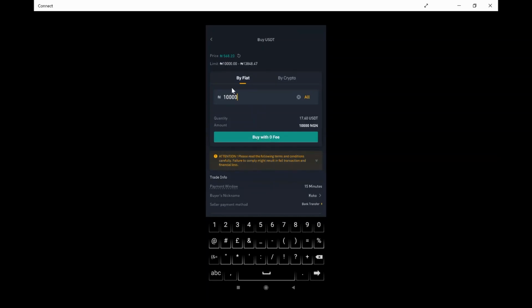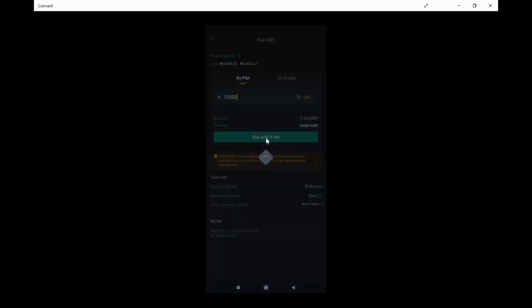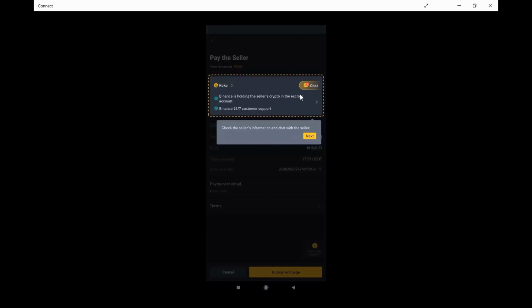We're putting out 10,000 and then hit on buy. Let's see what's further here. Okay, let's just hit buy. Now, the moment we hit buy, it's going to bring us to another page. Now you can see a timer. Time remaining 15. So the 15 minutes is counting down.